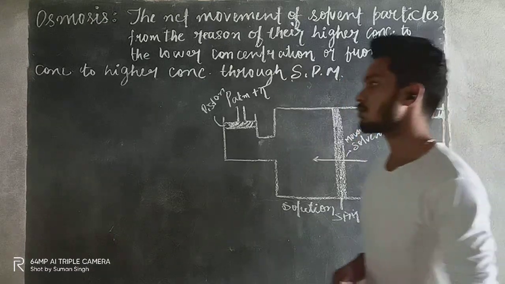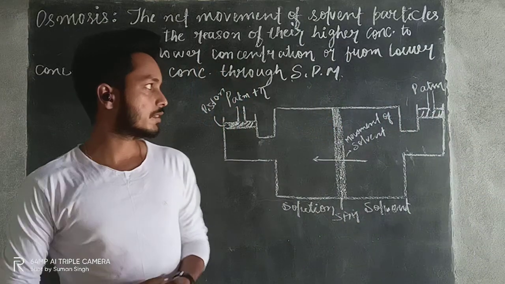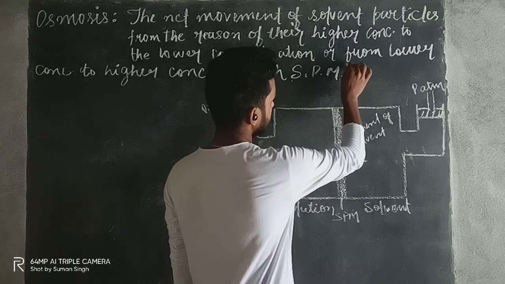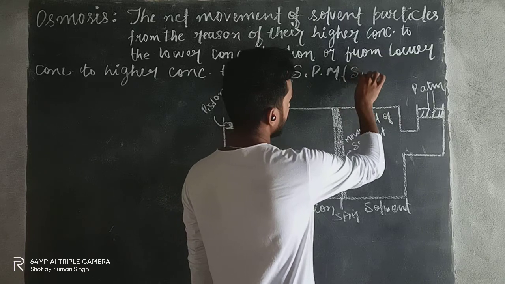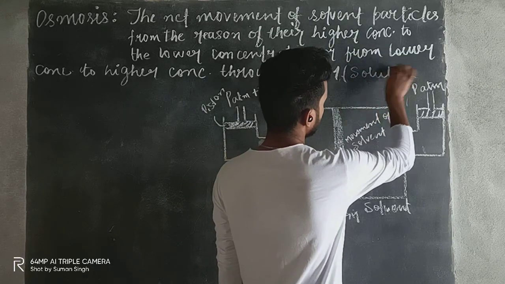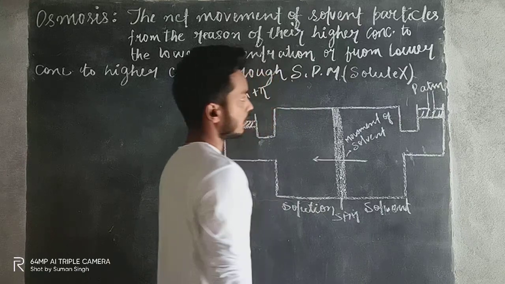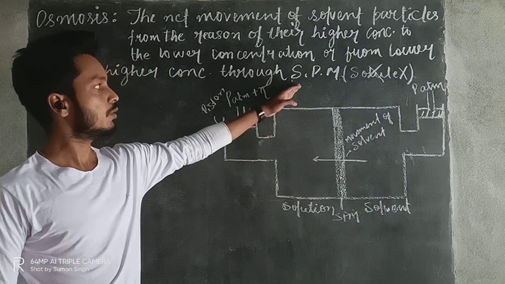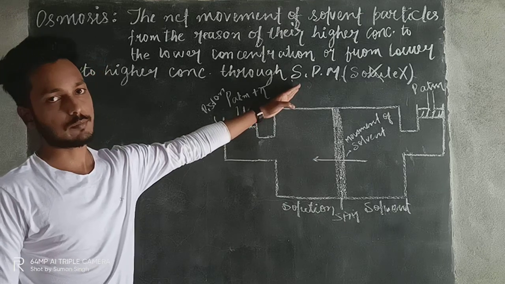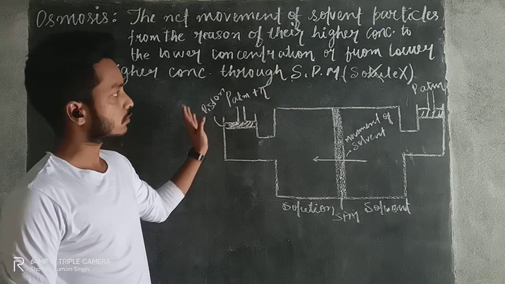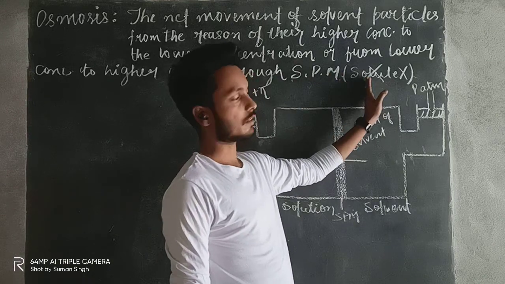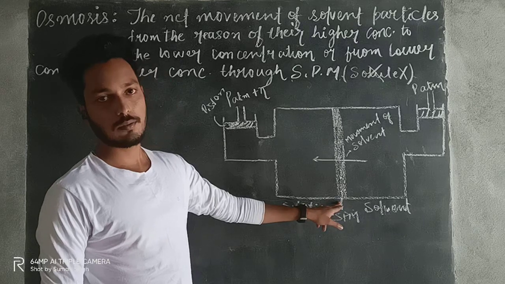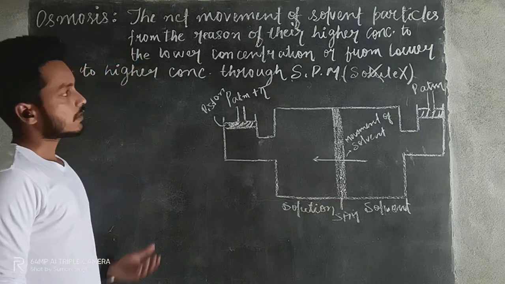In osmosis, when we are discussing this SPM, semi-permeable membrane, always keep in mind that it does not allow the movement of solute particles. It will not allow the movement of solute particles. Only the solvent particles will pass through a semi-permeable membrane. I hope you have got the idea.